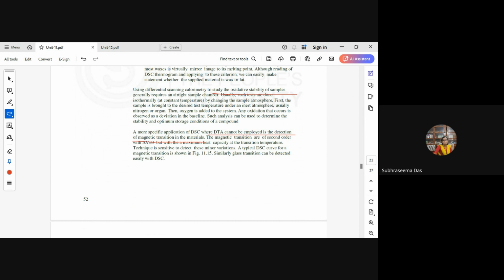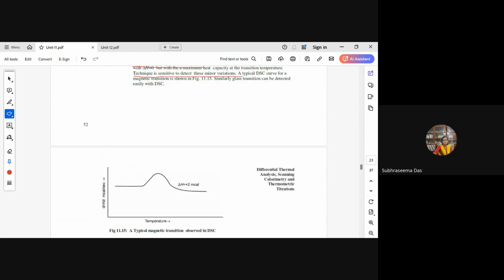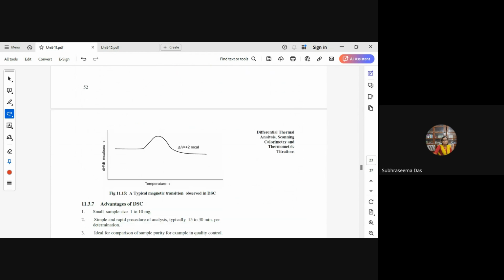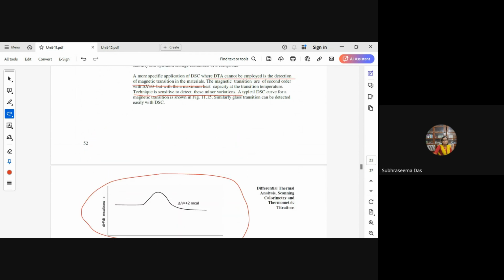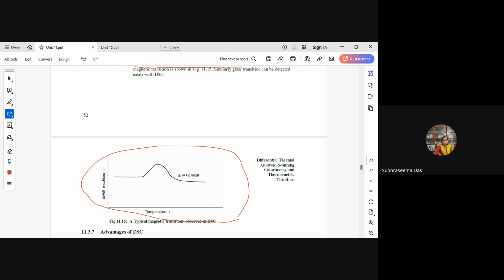Magnetic transitions are of second order, where delta H is equal to 0, but with a maximum heat capacity at the transition temperature. This technique is sensitive enough to detect these minor variations. A typical DSC curve for a magnetic transition is shown here in figure 11.15. Similarly, glass transition can be detected easily with DSC.